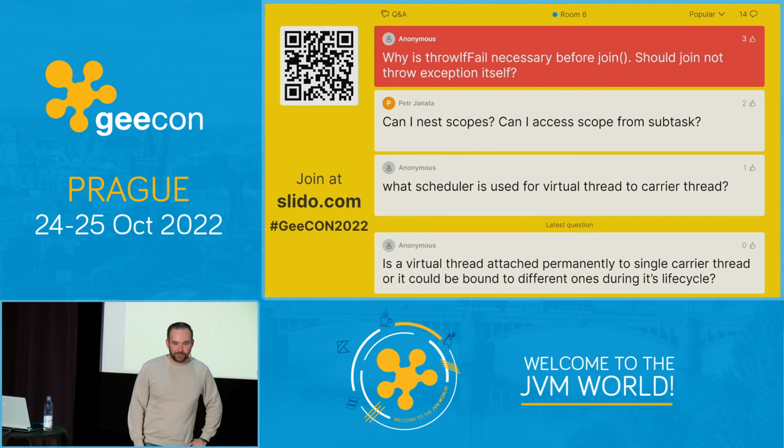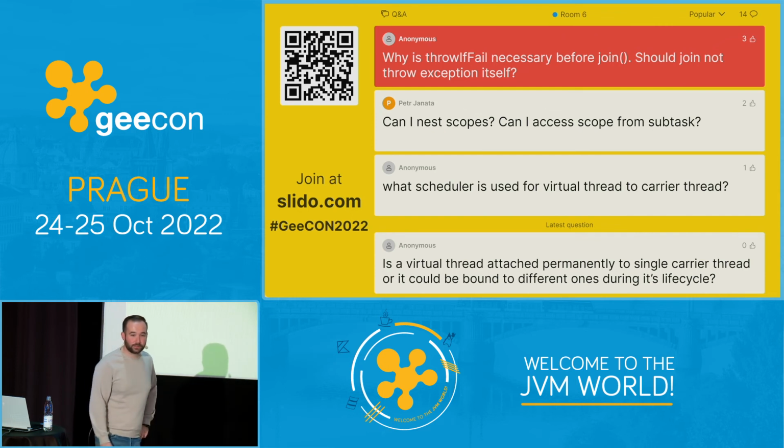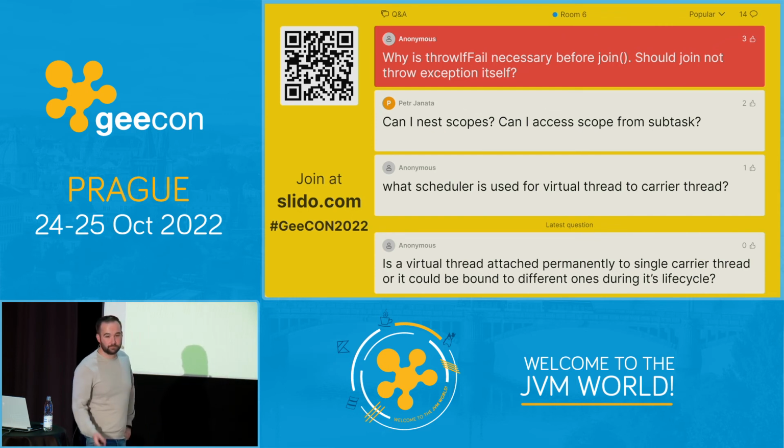Why is throw a failed necessarily before join? Should join not throw the exception itself? It's not necessary, but it's just nice to know if one of those threads has thrown an exception.